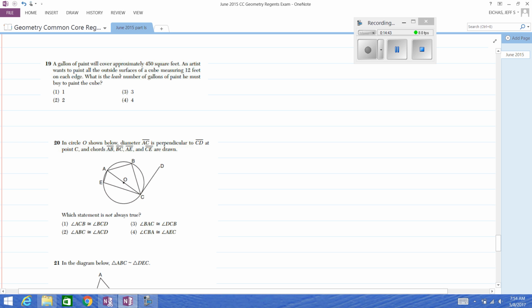All right. Got to read this one. A gallon of paint will cover approximately 450 square feet, and we want to paint a cube, all the surfaces of a cube, right? 12 feet on each edge. So basically what we've got to look at is this is not a volume, but a surface area problem. Now, with a cube, that helps a little bit. Right? With a cube, there are 6 equal faces. Okay, so they'd all be squares as well.